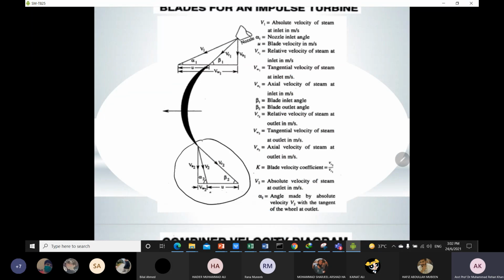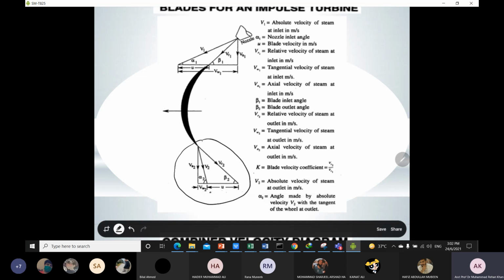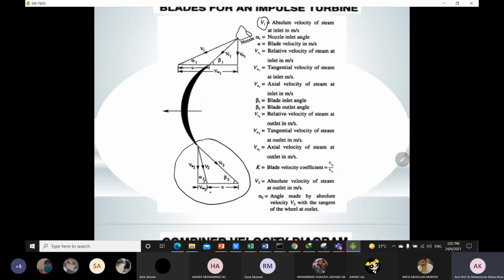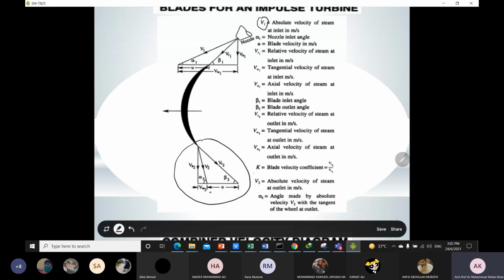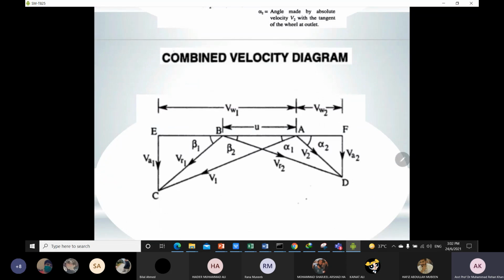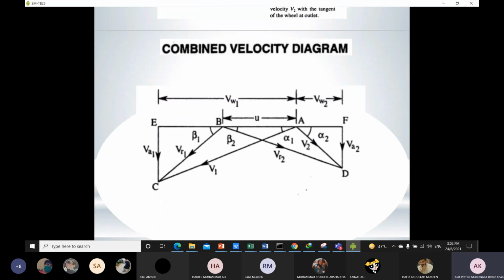The first important point is why we are going to make the combined velocity diagram: it is easier to analyze all these vectors, that is V1 and all these parameters listed in this slide, if we have a diagram which represents both the inlet and outlet velocity diagrams at the same time. That's why we are going to combine the outlet velocity diagram and inlet velocity diagram and build one velocity diagram out of it, which is called the combined velocity diagram. The velocity diagram shown over there basically comes from the combination of these two diagrams. Now we will try to draw this, and then we will see how to develop the combined velocity diagram.